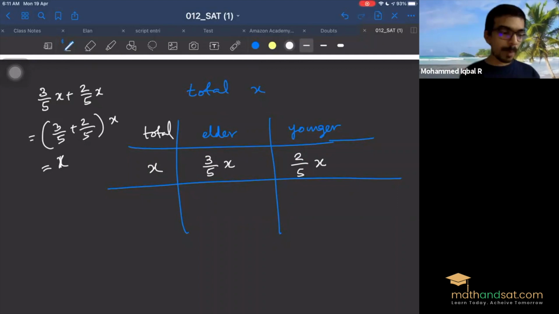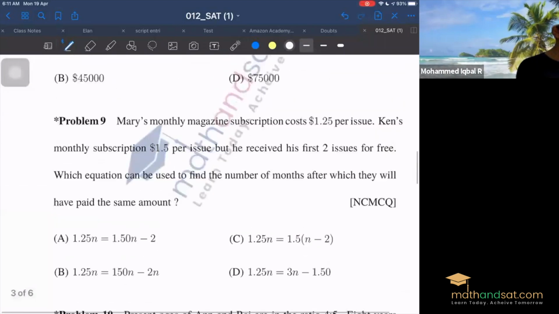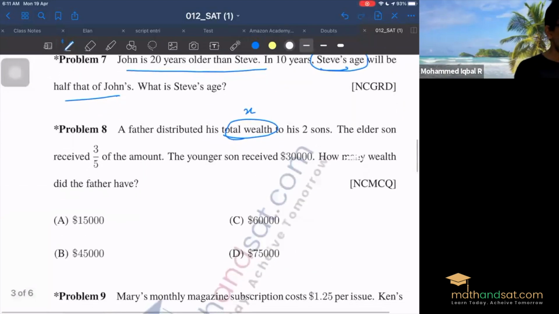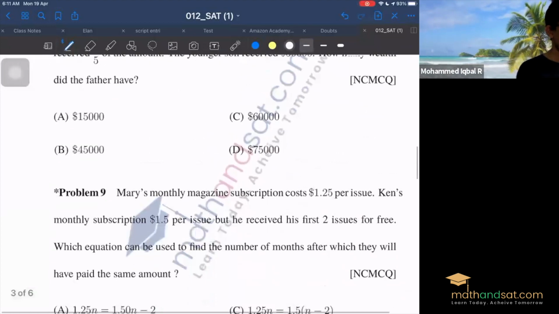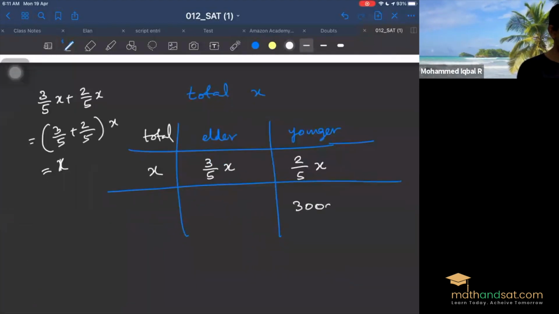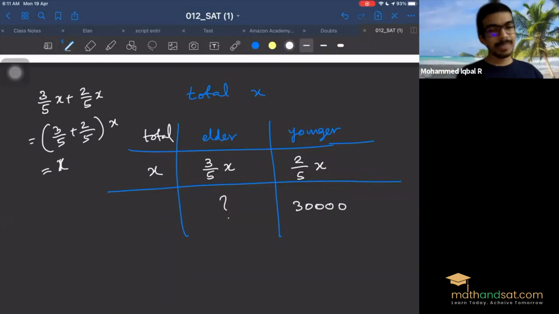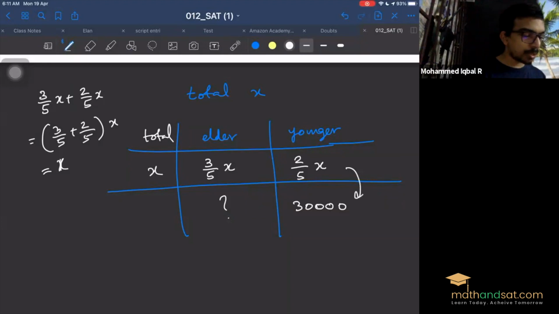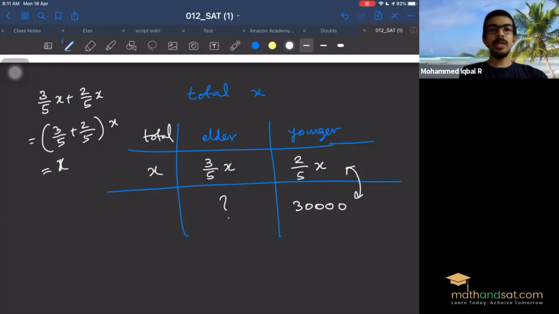In the second row, I'm going to write the actual figures. So the younger son has got 30,000. This is unknown, but that doesn't matter because you can just equate these two. 2/5 of x is the same as 30,000.